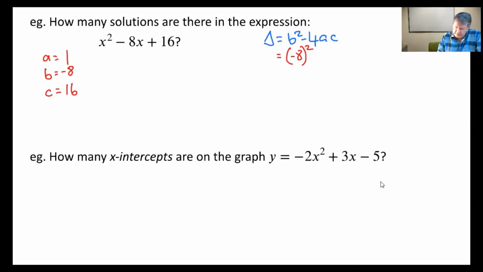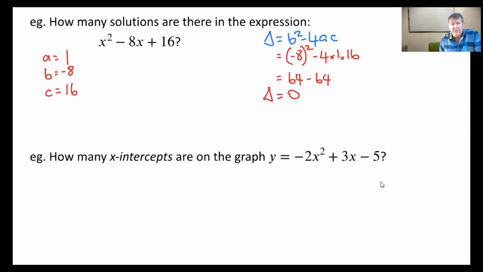All right, let's finish it off. -4 times the A value, which is 1, times 16 equals... -8 squared is 64, as we worked out. -4 times 1 times 16 is also -64. So therefore we have the discriminant equals 0.